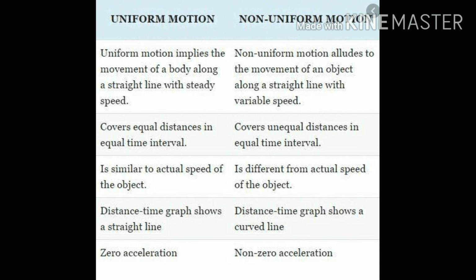In case of uniform motion, the distance time graph shows a straight line, but in case of non-uniform motion, the distance time graph is a curved line. In case of uniform motion, the acceleration is 0, but in case of non-uniform motion, acceleration is not 0, that means non-zero acceleration. Later on, we will discuss acceleration also.